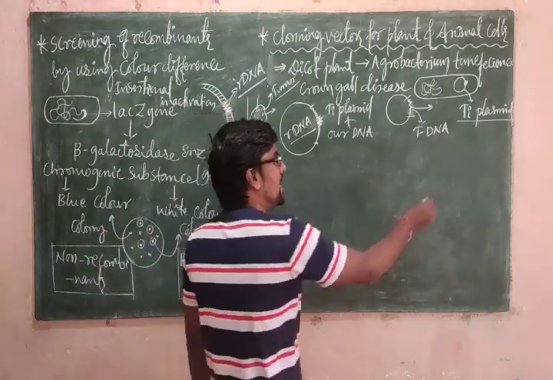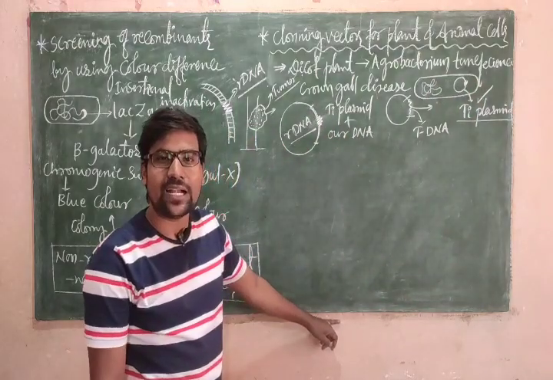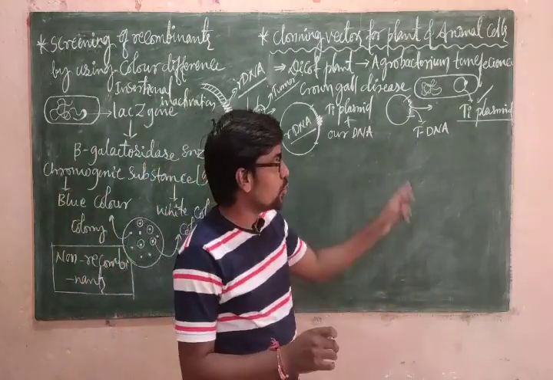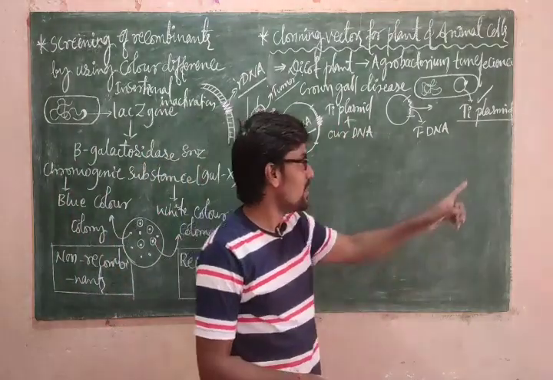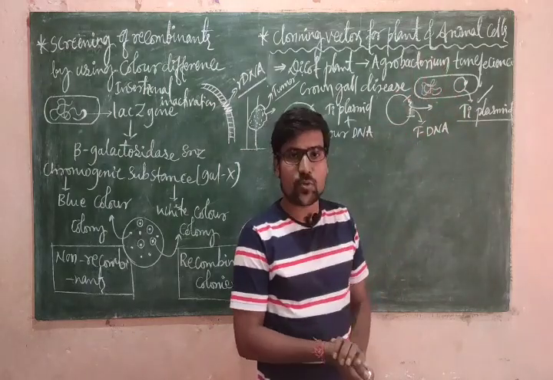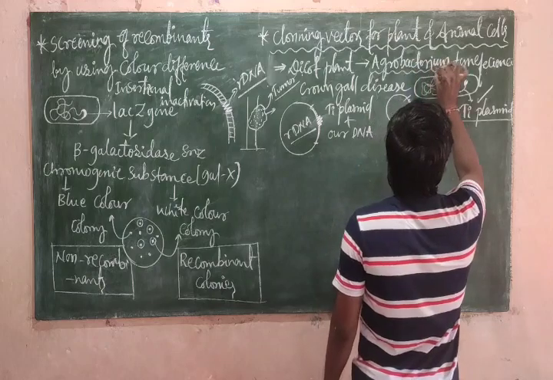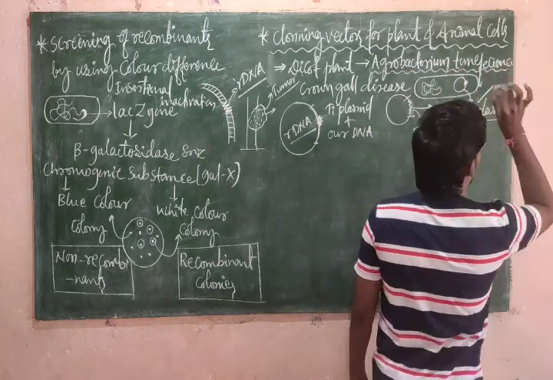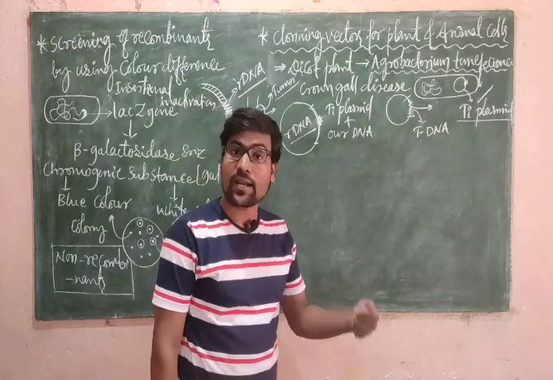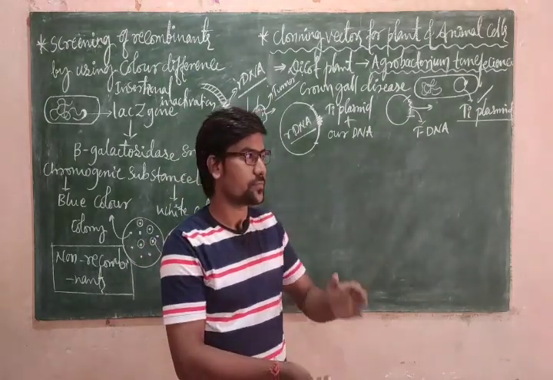That means tDNA is helping in transferring our desired gene into the plant cell, not the bacterial cell, into the plant cell. Which plasmid? Ti plasmid. Who has the Ti plasmid? Agrobacterium tumefaciens. That means Agrobacterium tumefaciens is a natural vector. For what kind of host cells? For the plant cells.